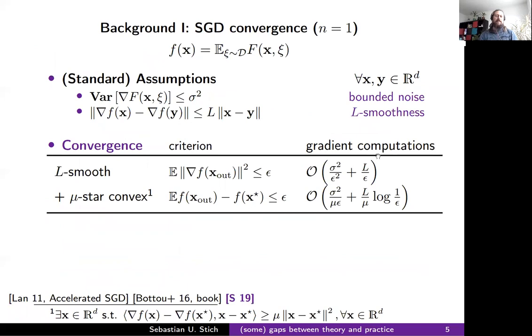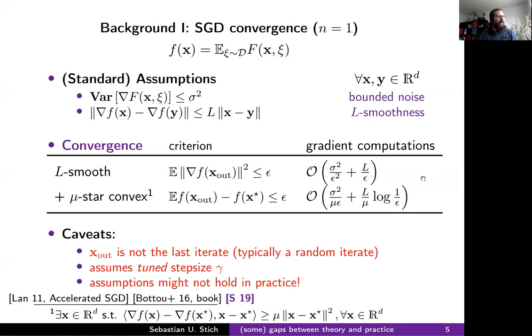Under some assumptions, we can prove that this stochastic gradient descent algorithm converges. For instance, very standard is to assume that the variance is bounded and that the gradients do not change too quickly when updating the model parameters. So this is the smoothness assumption. Under these assumptions, we can prove that SGD converges to a stationary point after this many gradient computations. And of course, under stronger assumptions, we can prove better rates or just get better guarantees.